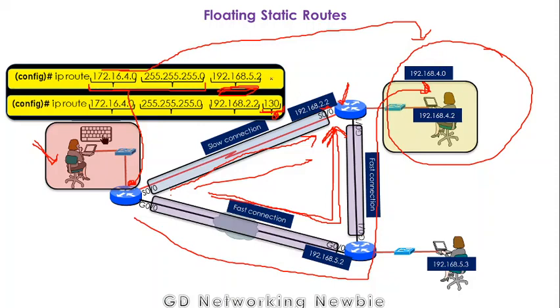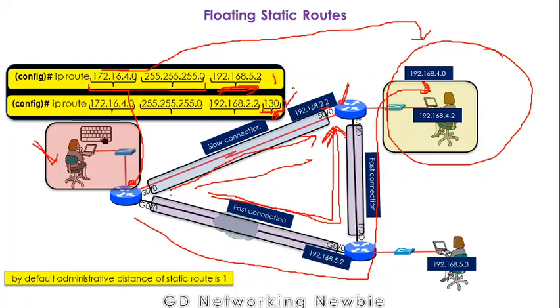For a static route, if you are not defining any value for the administrative distance, then by default the administrative distance of a static route is 1. So in this case it is 1, and in this case it is 130. If we have multiple routes for the same destination network but with different administrative distances, then the route which has the lower administrative distance will be selected to forward the traffic. It means this will be primary. As soon as this link fails, this will come into play and it will work.